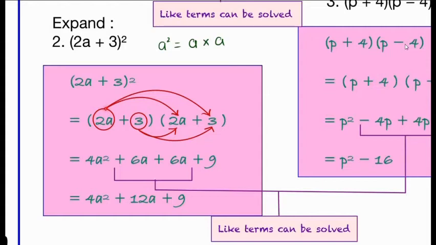So 2a times 2a, you get 4a squared. 2a times 3, you get positive 6a. 3 times 2a, you get positive 6a. And 3 times 3, you get positive 9. Okay, so since 6a and 6a are like terms, you can actually add the terms. You get 12a. So the final answer is 4a squared plus 12a plus 9.